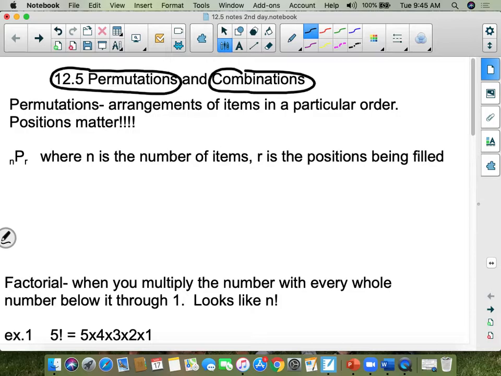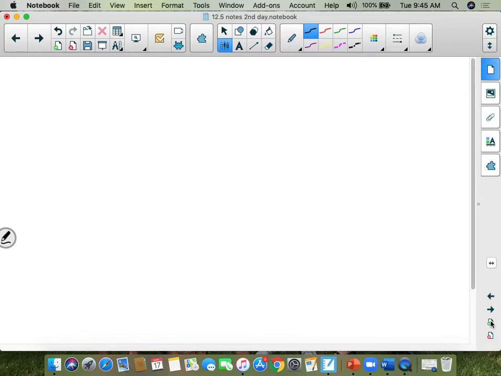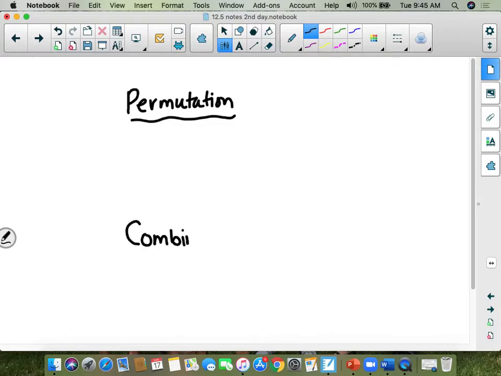So before I start with permutations and combinations, I just want to go to a separate page, and in fact, I'm just going to add an extra page. I just want to show you the difference between a permutation and a combination, nPr and nCr.